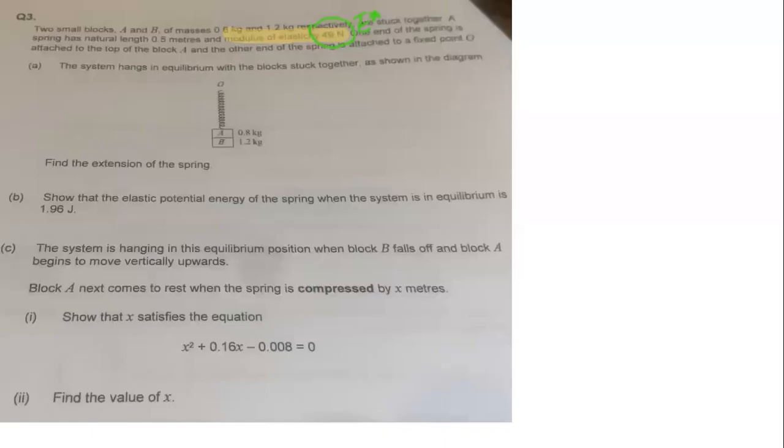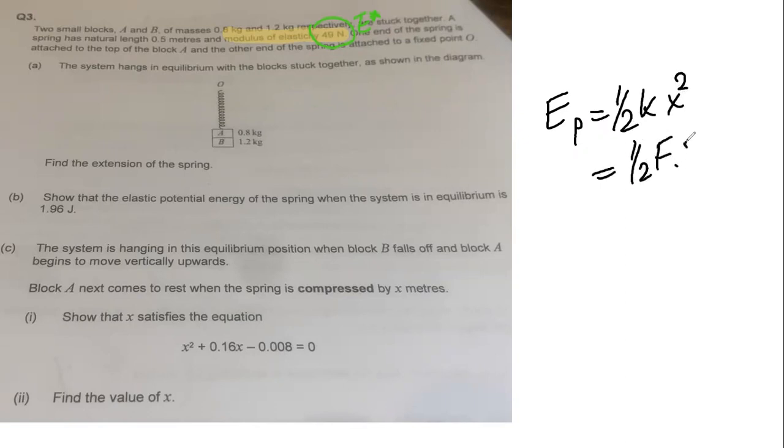Now, for the second part, it shows that the elastic potential energy of the spring when it is in equilibrium is 1.96 joules. Just to remind ourselves, the equation for the elastic potential energy is simply half k x squared, or if you wish, half of the force times x. Of course, you can use either of them. I'll use that format.